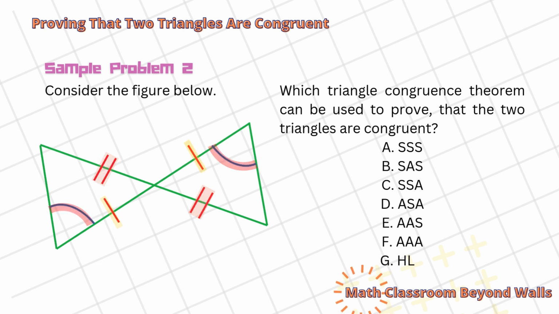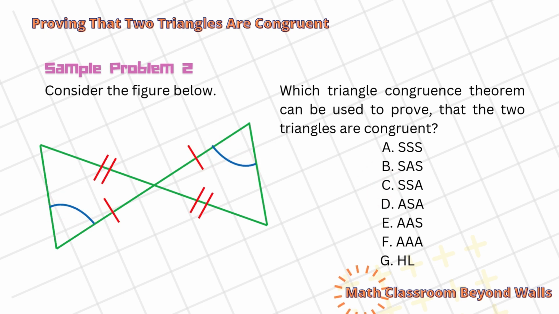The reason why we do not have such combination is it cannot guarantee that the shapes of the triangles formed will always be the same. You have to remember this, learners. There is no such combination as SSA or ASS for triangle congruence, okay? From that, we have narrowed down our choices. Option C is out.